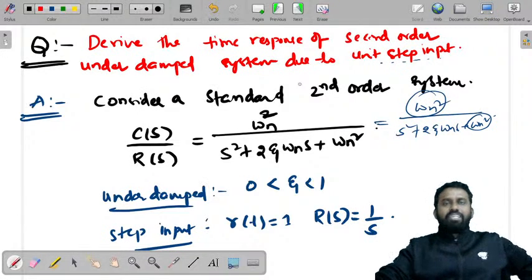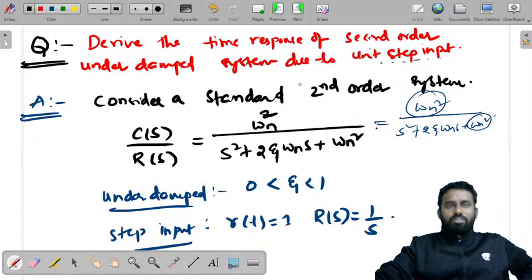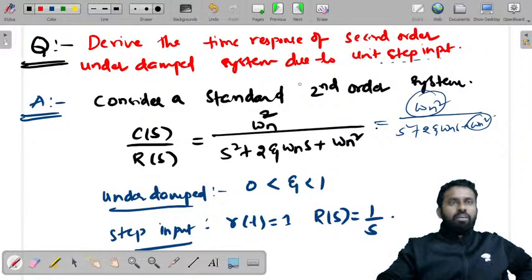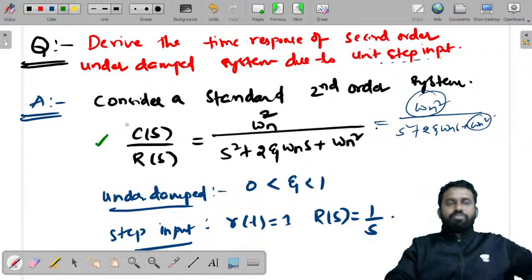So we are given: derive the time response of the second order underdamped system due to unit step input. So the input is unit step and it is an underdamped system. So we'll start with this standard second order system. C of s by r of s is equal to omega n square by s square plus 2 zeta omega n s plus omega n square, and we consider underdamped and step input.